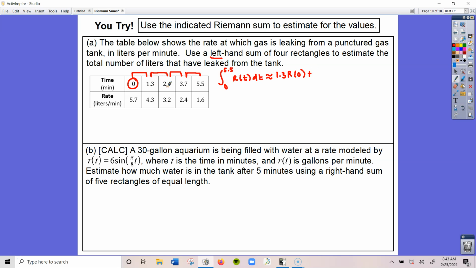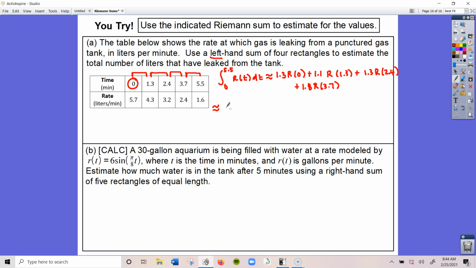Plus, now from 1.3 to 2.4 is 1.1, and we're going to use r of 1.3. Plus, now from 2.4 to 3.7, it increased by 1.3, and we're going to use r of 2.4. Plus, from 3.7 to 5.5 is a base of 1.8, and we are using r of 3.7.